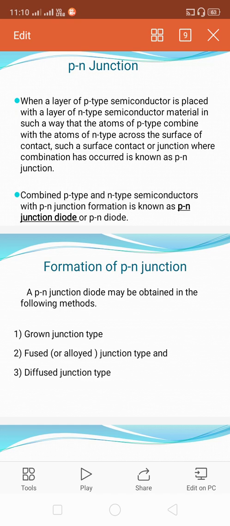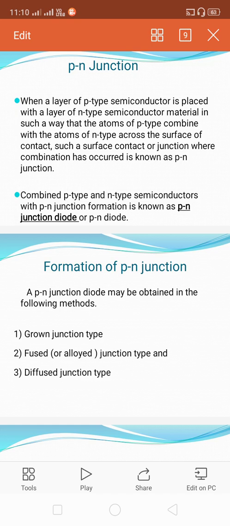It has a width of micrometers. It is small and thin. Now how can we form these PN junctions? By following three basic methods, we can form the PN junction. They are the grown junction method, alloy junction method, and diffused junction method.